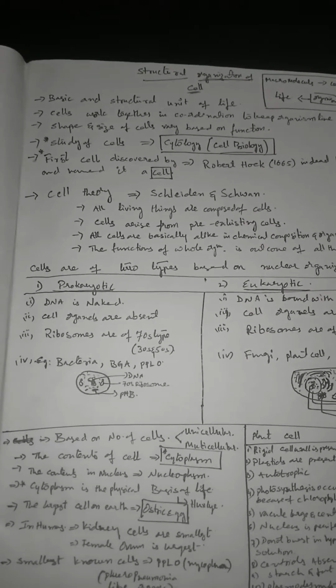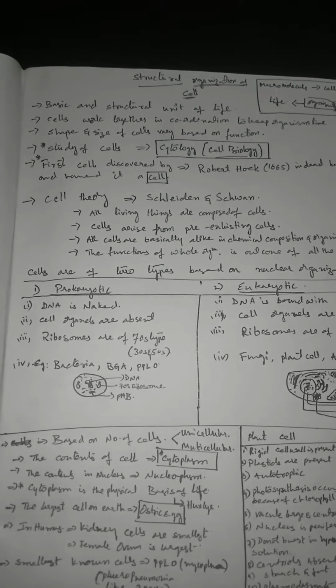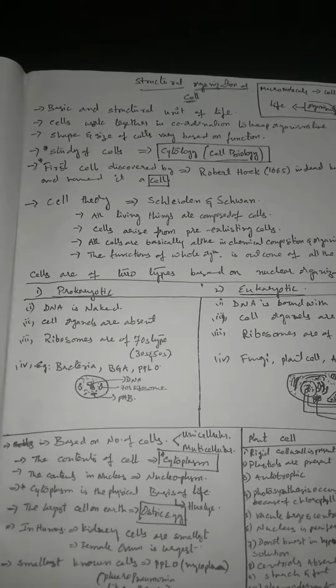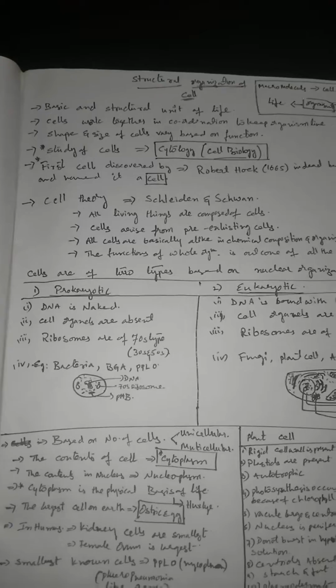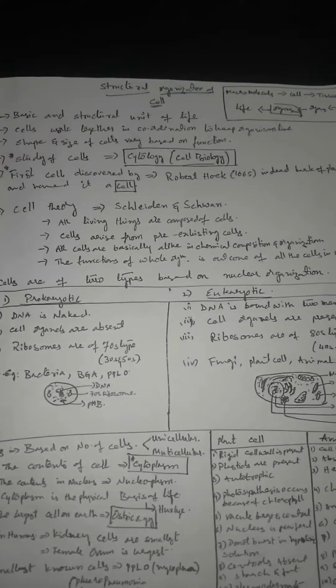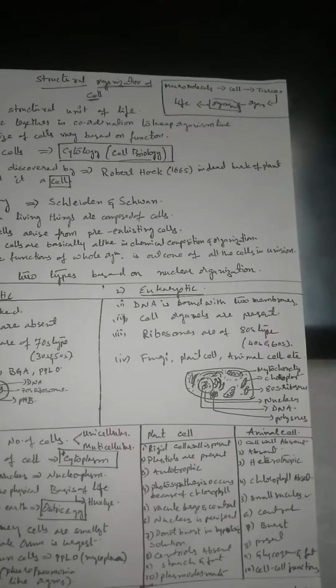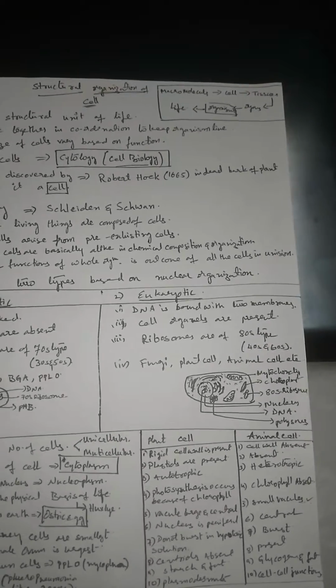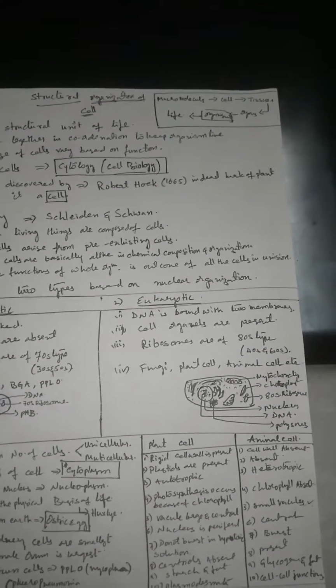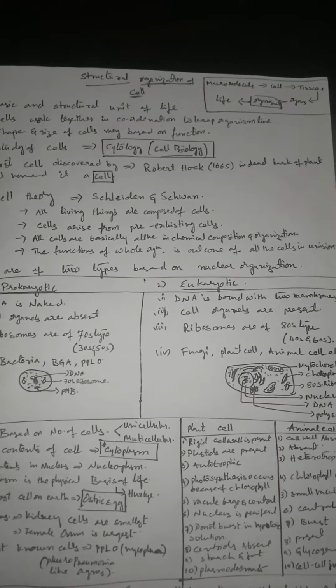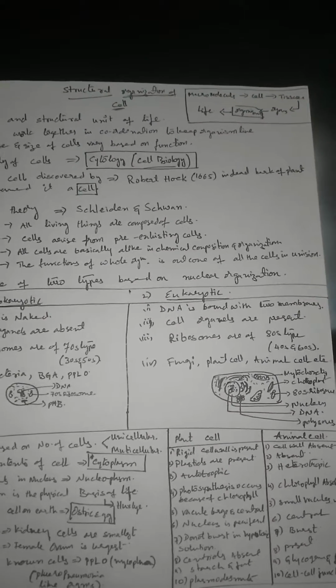Here I have discussed that only DNA, 70S ribosomes, and some stored food material are present inside a prokaryotic cell. When you come to a eukaryotic cell, the different types of eukaryotic cells include fungi, plant cells, and animal cells. Any cell you take, apart from blue green algae, bacteria, and PPLO, is a eukaryotic cell.